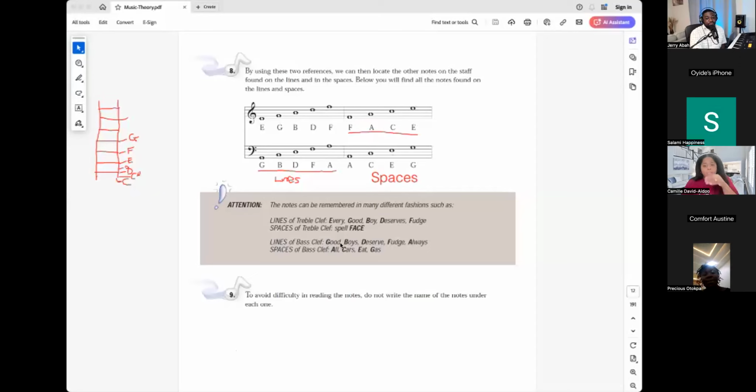For the bass clef, good boys deserve fudge always. And then the spaces, all cars eat gas. My music teacher would say all cows eat grass. So you can create your own, whatever helps you to remember.